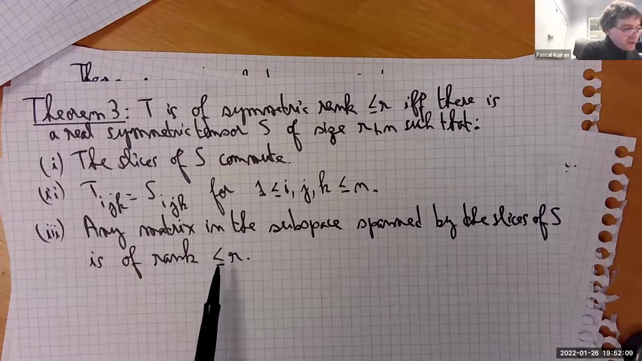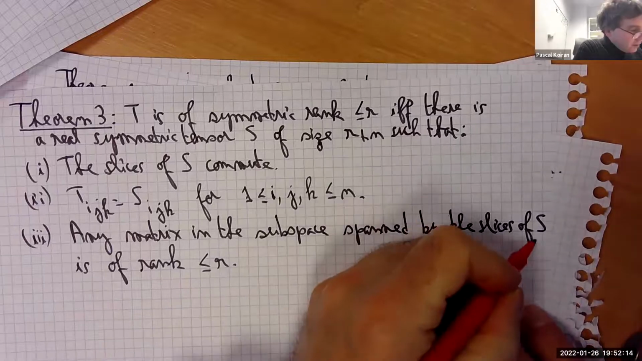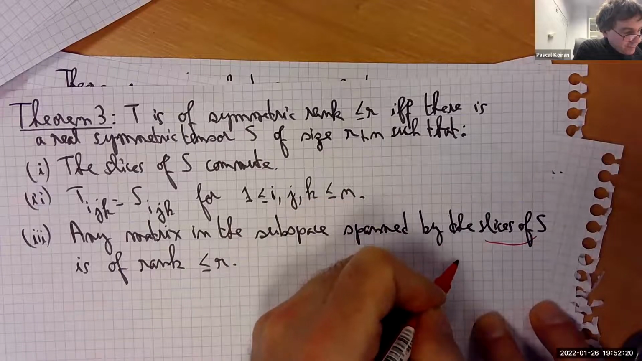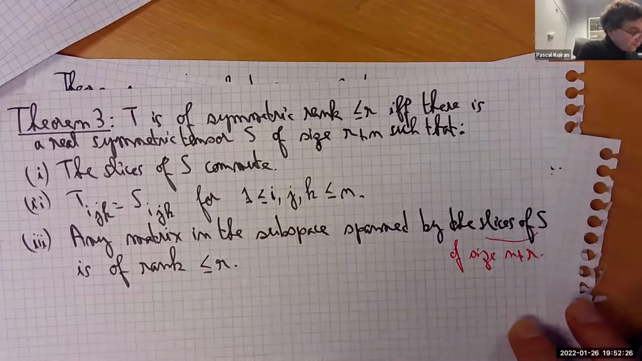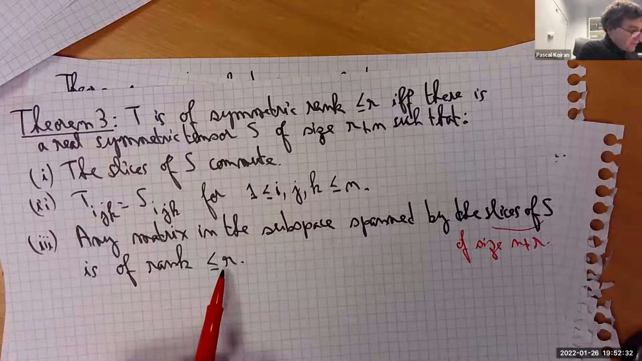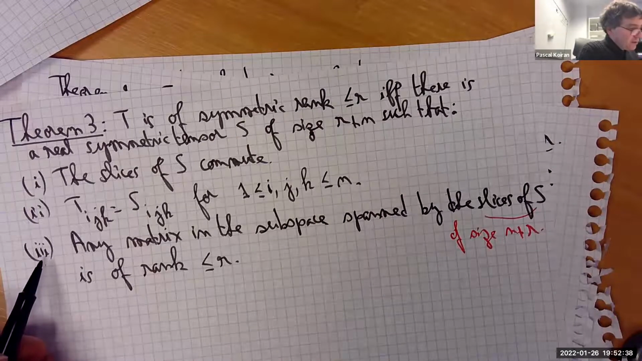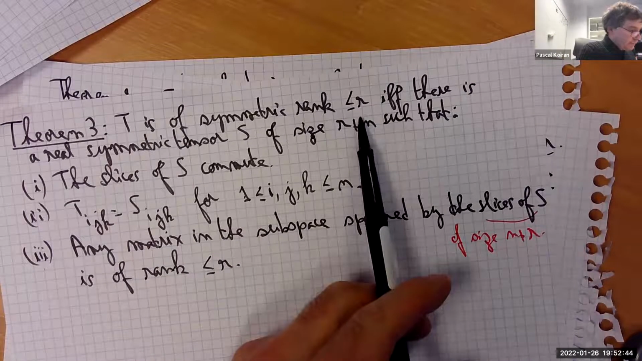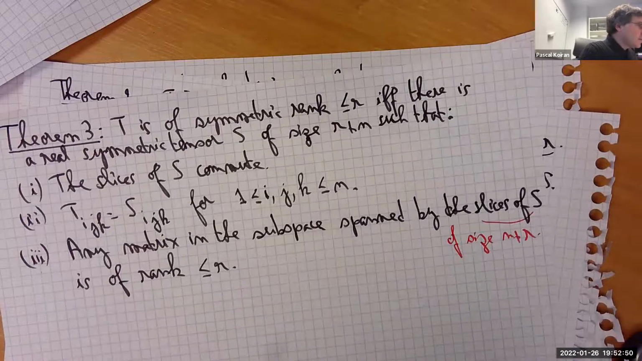Okay, so these slices, as you can see, they are matrices of size n plus R. So now we restrict to rank R. We want any linear combination of the slices to be of rank at most R. And if you add this third condition here, you get an exact characterization of tensor rank by the size of a certain commuting extension.